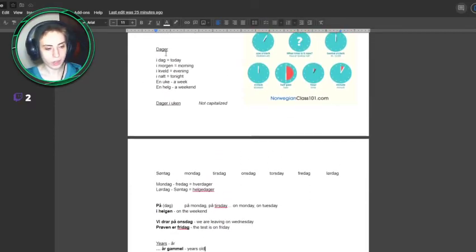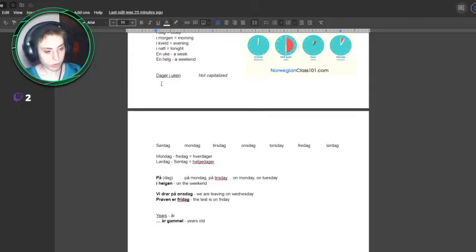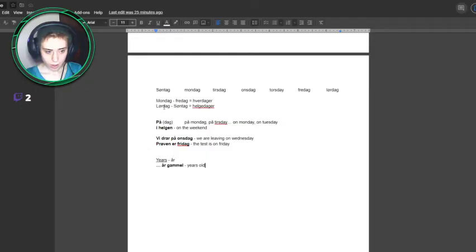Dager, kind of went over this. I dag, i morgen, i kveld, i natt, en uke, a week, en helg, a weekend, dager i uken, the days of the week. The days of the week, they're nouns, but they're not capitalized, unless they're at the beginning of a sentence. The parts of a week, the week and the weekend: Monday through Friday, or mandag, spelled that wrong again. Oh, and this one too. Wow. Mandag, fredag, hverdager, which translates to weekdays, lørdag, søndag, helgedager, weekend days.